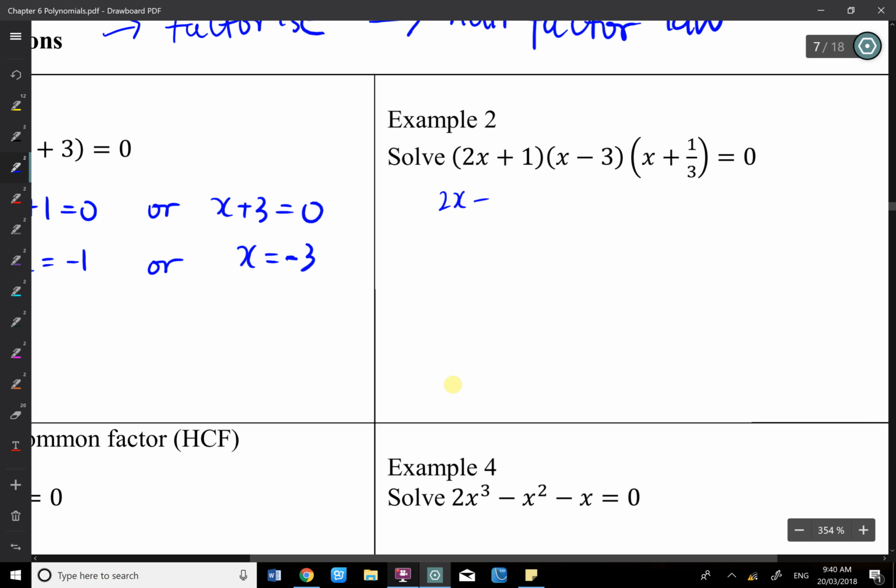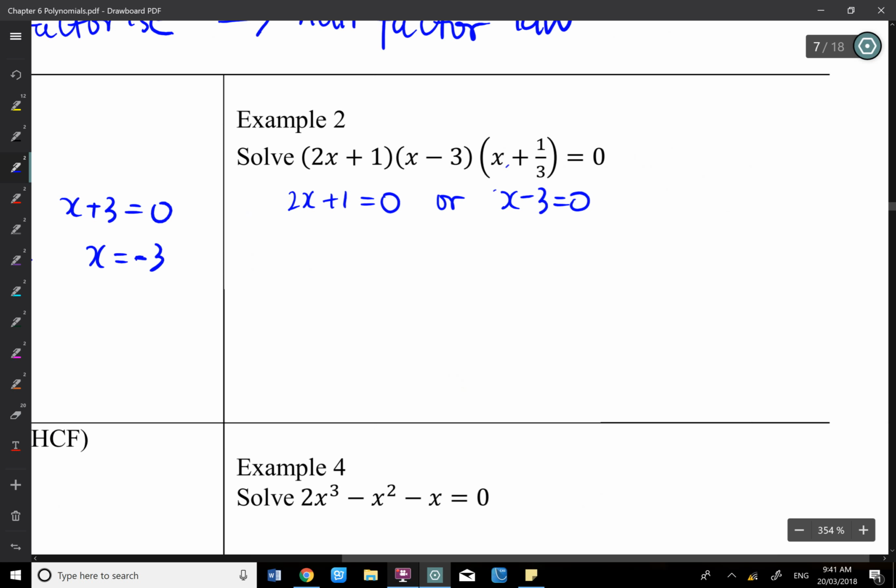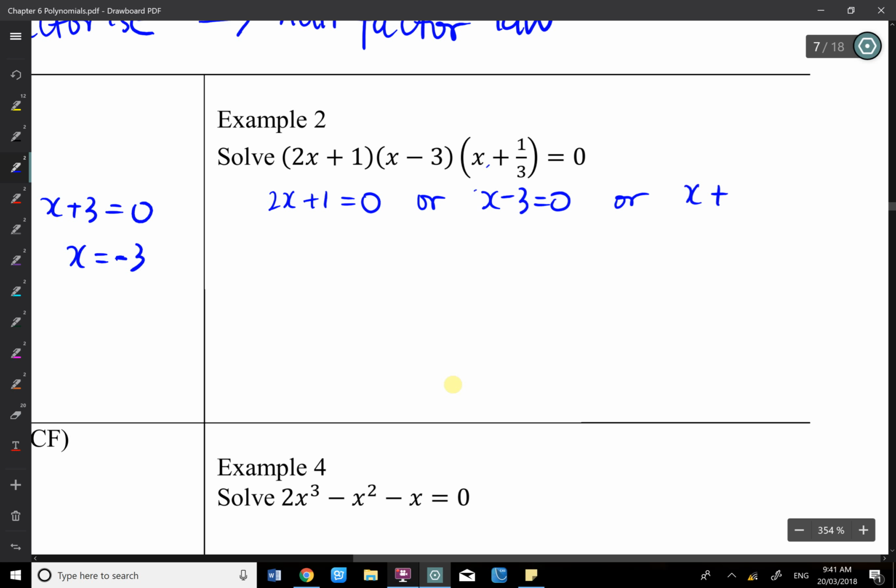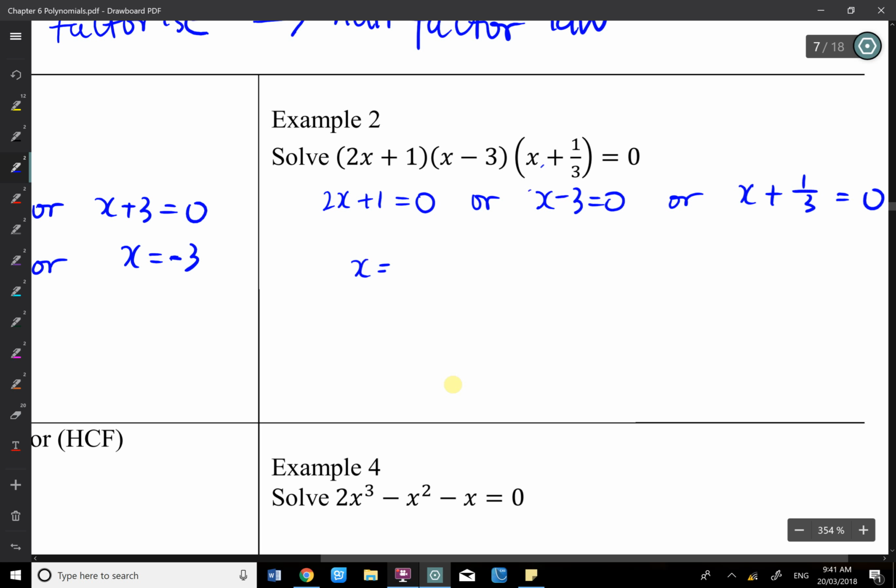Next one is the same. 2x plus 1 equals 0, or x minus 3 equals 0, or 3x plus 1 equals 0. So x equals negative a half, or x equals 3, or x equals negative a third.